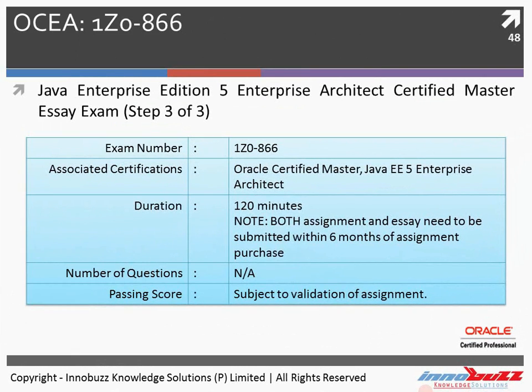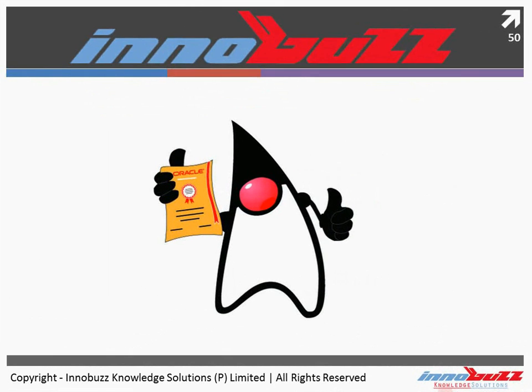And this is the last step, the essay exam with program code 866, and it is for Enterprise Architect from Java Enterprise Edition. Duration will be 120 minutes, and it also comes along with an assignment which has to be submitted within 6 months of assignment purchase.